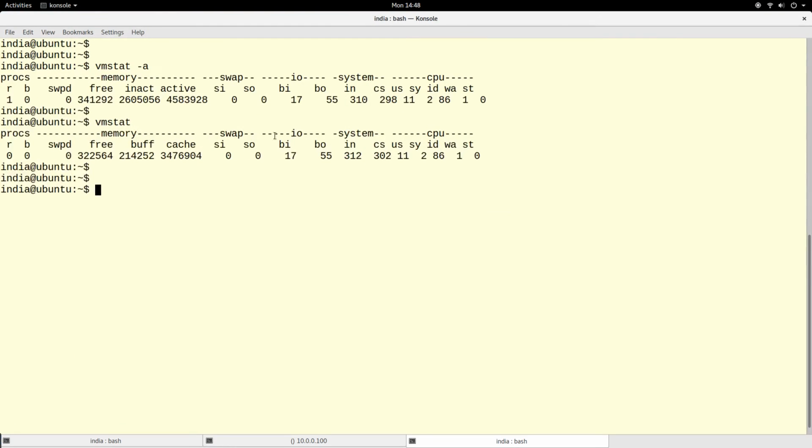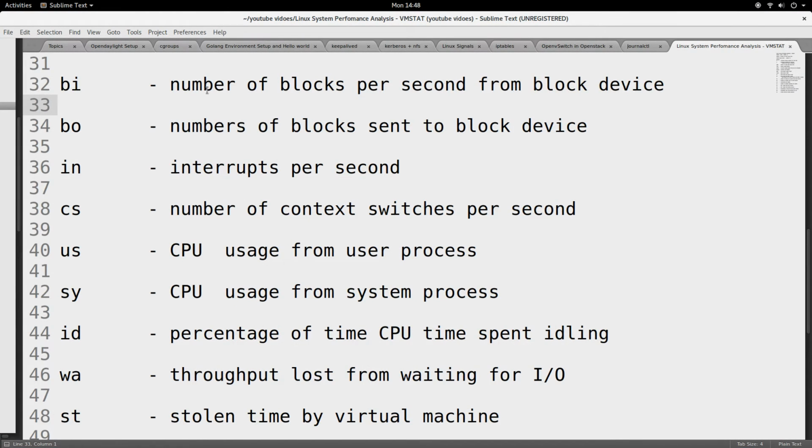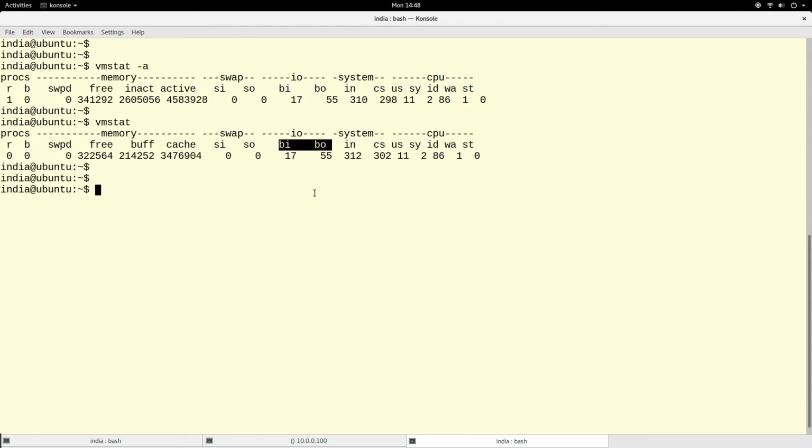The next one is IO. This IO is basically block in, block out. Block in refers to the number of blocks per second received from the block devices. Block out means the number of blocks sent to the block devices. If this server is running a database, you might see very high numbers under block in, block out, or maybe a system that is a file server, a database.